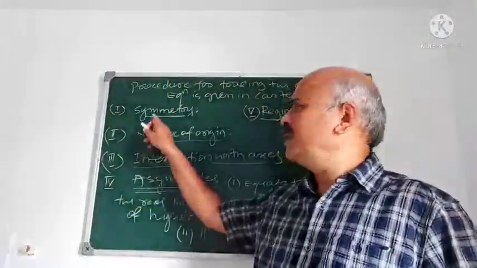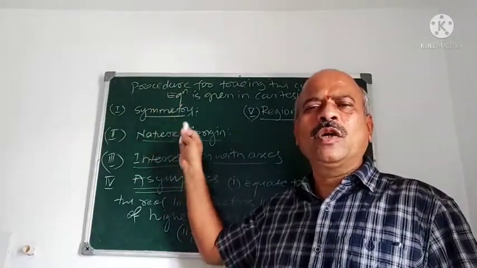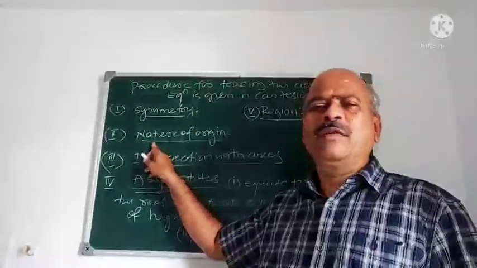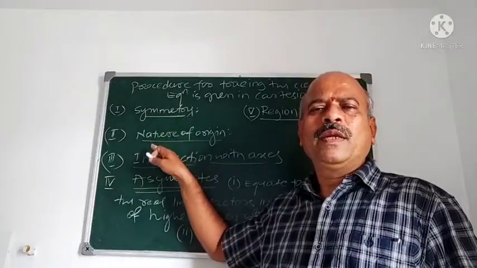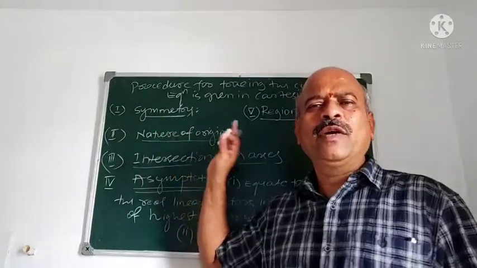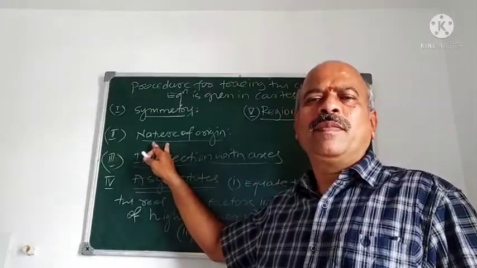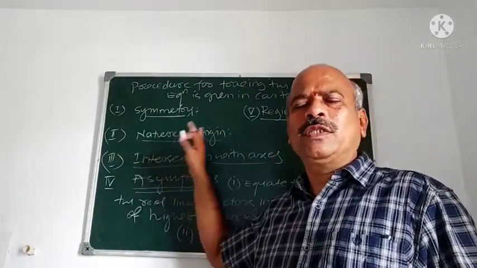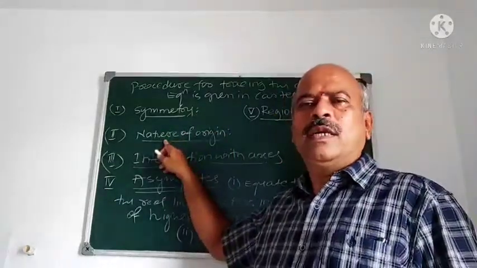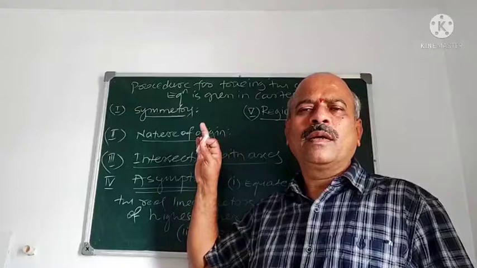What is the first one? Symmetry. You know, a curve may be symmetric about the x-axis, the y-axis, opposite quadrants, or the line y equal to x. Four things are there. Nature of the origin: you have to find out whether the curve passes through the origin, and if it does, how many tangents are there at the origin. How to find tangents? Tangents are obtained by equating the lowest degree terms in the equation to 0. You will get tangents. And you have to verify whether the origin is a cusp, a node, or a conjugate point.